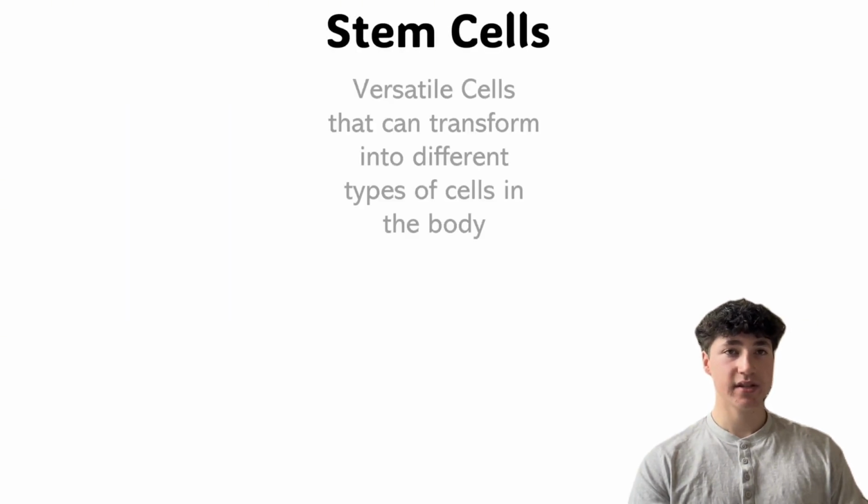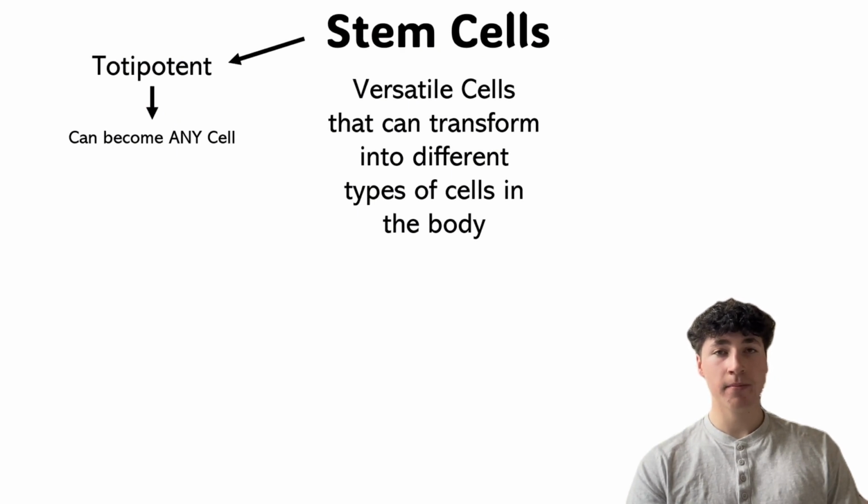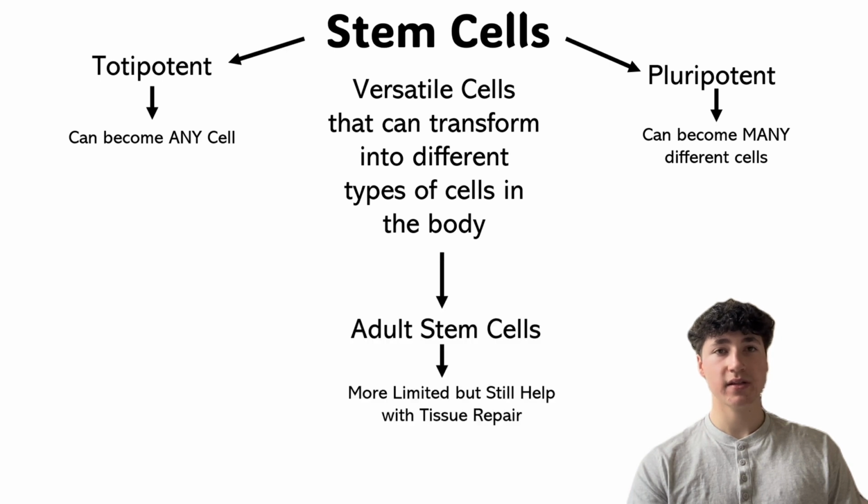Stem cells. So stem cells are versatile cells that can turn into different types of cells in the body. Totipotent cells can become any cell. Pluripotent can become many, and adult stem cells are more limited but still help with tissue repair. They're important for potential treatments and understanding diseases.